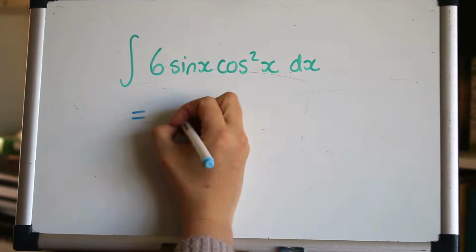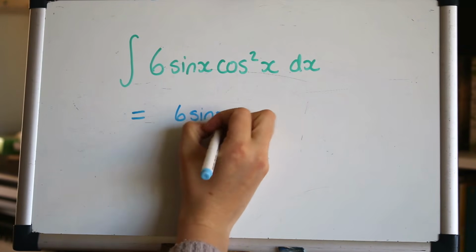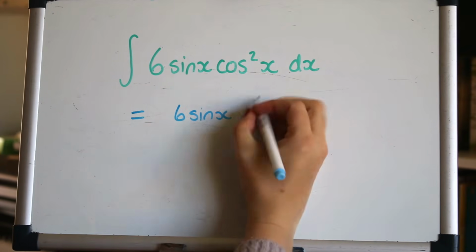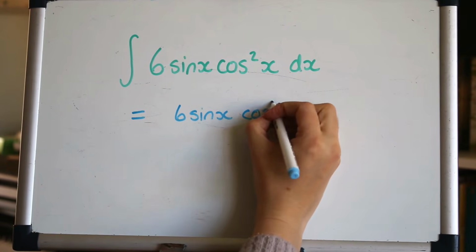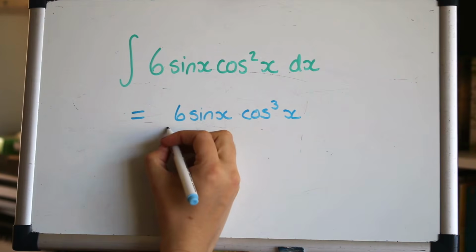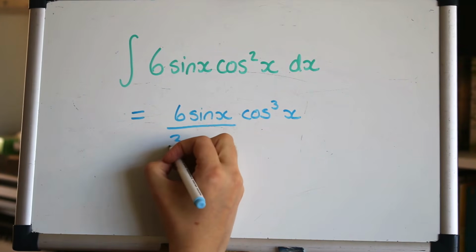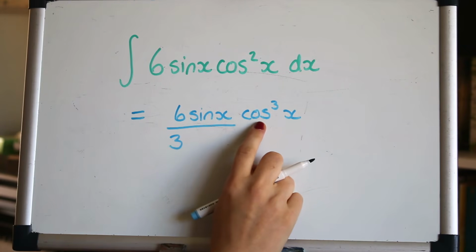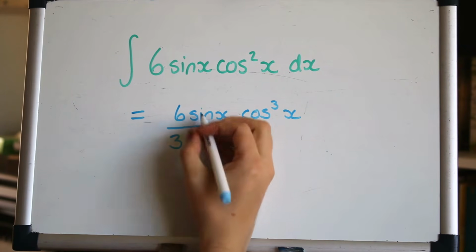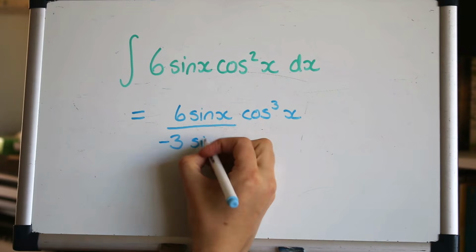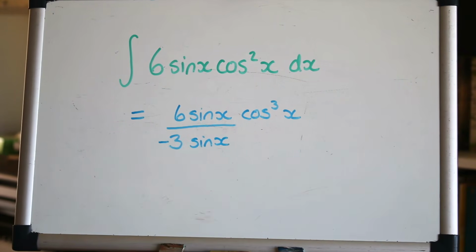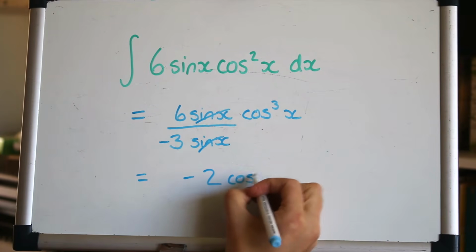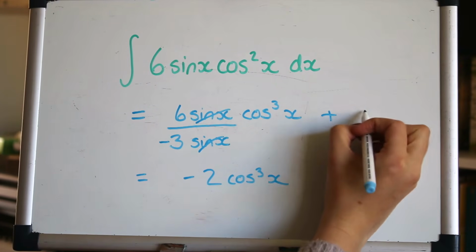So the outer function is that you're squaring something, and the inner function is the cos. So the 6 sine x is going to stay there at the beginning. We're going to integrate the fact that we're squaring something, so that power will raise by 1 to be cubed. We're going to divide by the power of 3, and we're also going to divide by the derivative of the inner function. So the derivative of cos is minus sine, so I'll put a minus at the front. Sine. So dividing by that, they cancel and we're left with a minus 2. Not forgetting plus c.